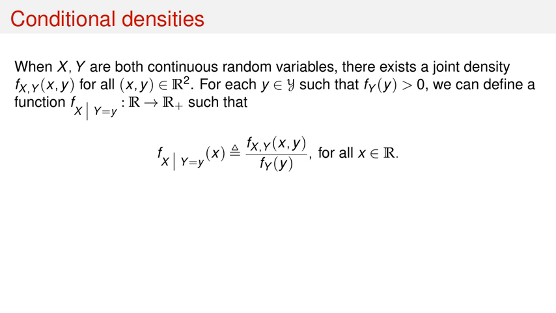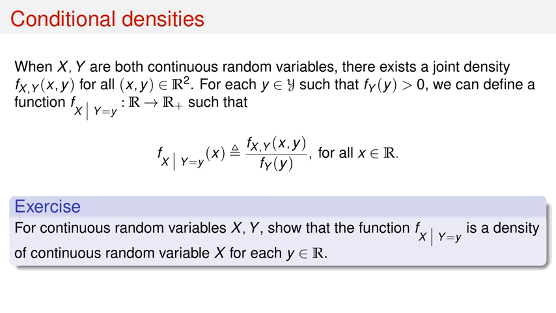Now let's talk about conditional densities again. When X and Y are both continuous with a joint density f_{XY}(x,y), for each y such that the marginal density f_Y(y) is positive, we can define a function f_{X|Y=y} mapping R to the non-negative reals such that f_{X|Y=y}(x) is defined as the joint density f_{XY}(x,y) divided by the marginal density f_Y(y). This holds for all real x.